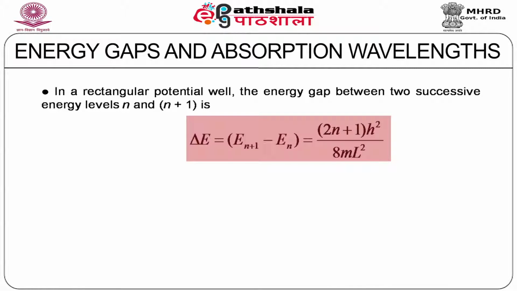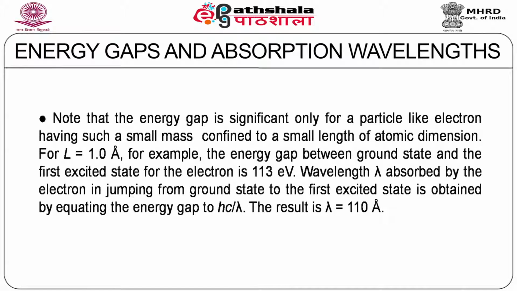So in general, if you subtract En from En plus 1, then you get (2n plus 1) h squared divided by 8 m L squared. There are a few things to note here. Note that the energy gap is significant only for a particle like an electron, having such a small mass, confined to a small length of atomic dimension.